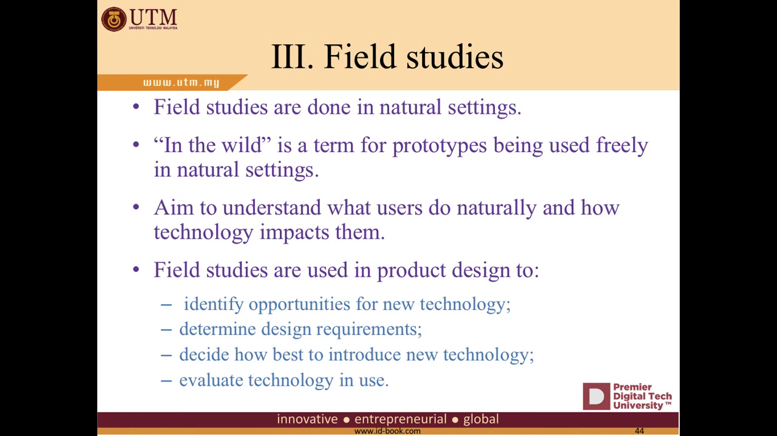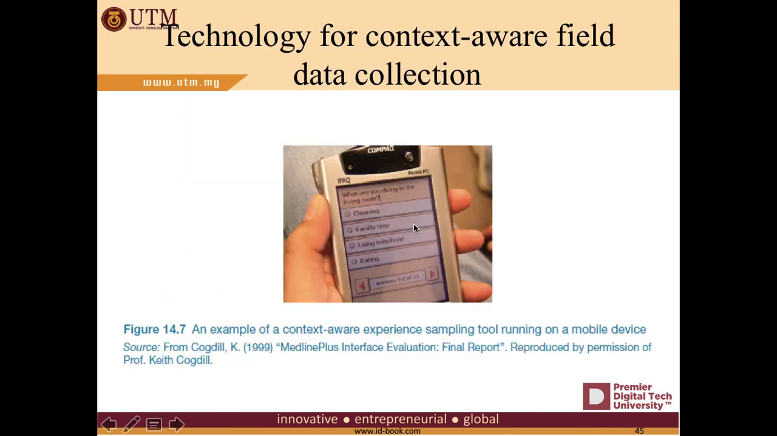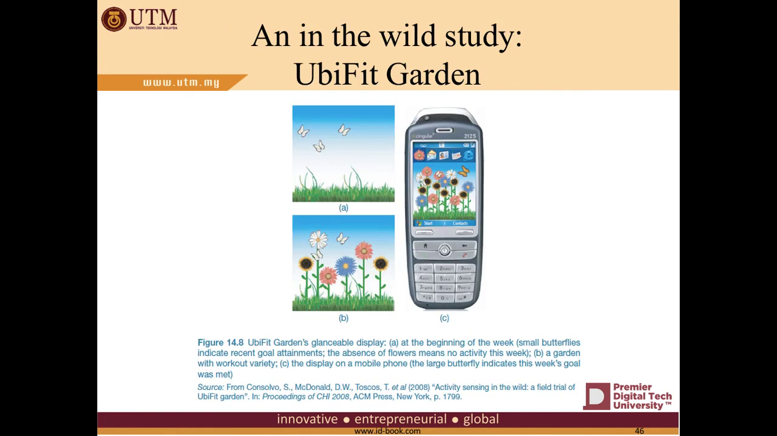One of them, okay. Field studies are normally done in a natural setting, for example in the wild, with the prototype being used freely in a natural setting. It means that you have to test in the actual environment, go to the actual place, and do the testing. The aim of this study is to understand what users do naturally and how technology impacts them. So this is why you need to understand the field study. A few things are to be highlighted. This is an example of one study using Ubi Fit Garden.